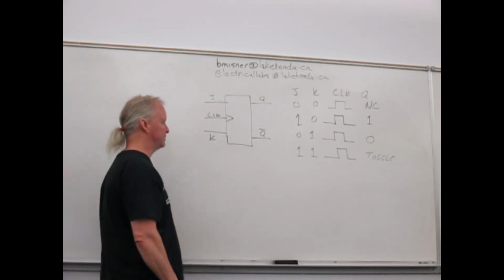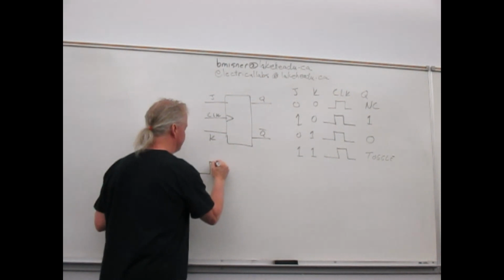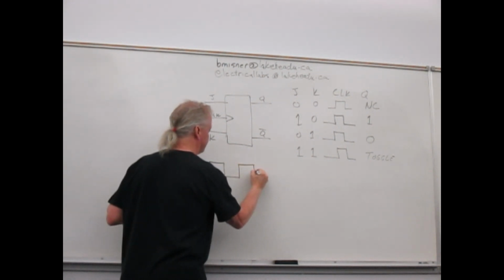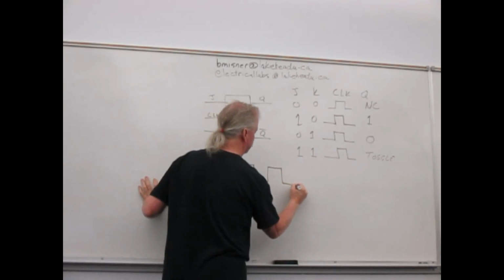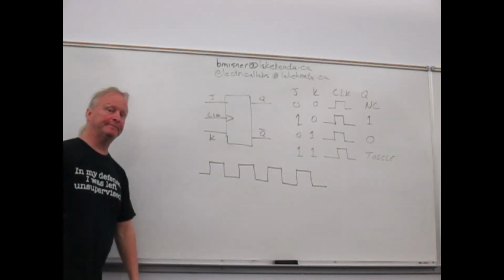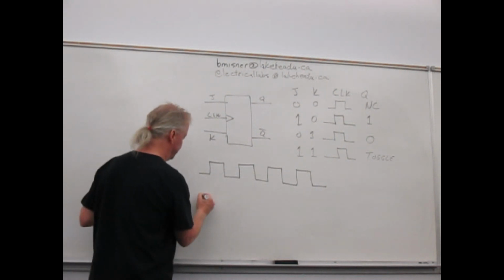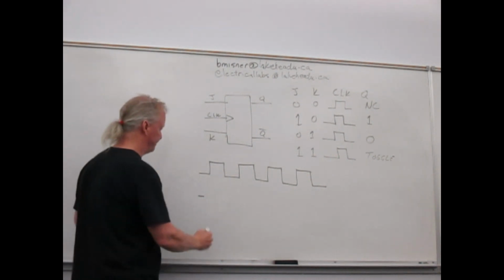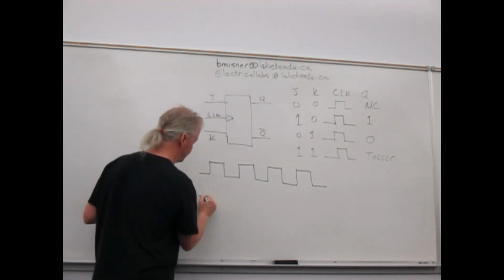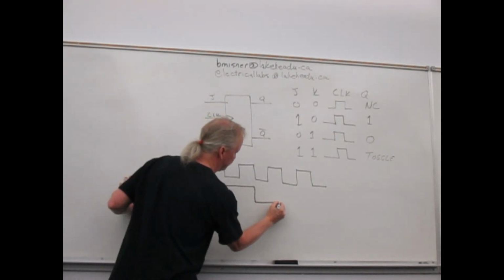Okay? So let's just, okay, I won't put the J and the K. The J and the K are 1s, all right? Okay, so here's my clock. Again, a regular square wave. Okay? Okay, so now, let's say that the Q starts at 0. All right? So it needs a full clock pulse, and then it changes state. It needs a full clock pulse, and then it changes state. It needs a full clock pulse.